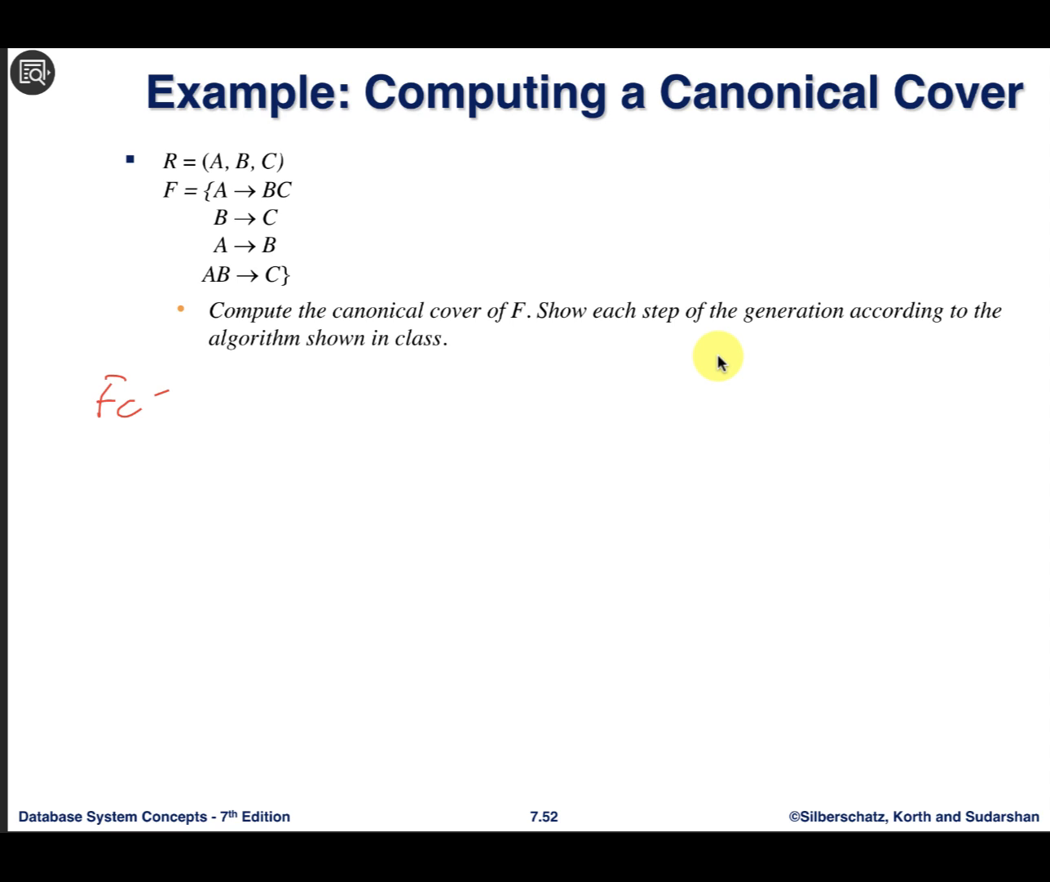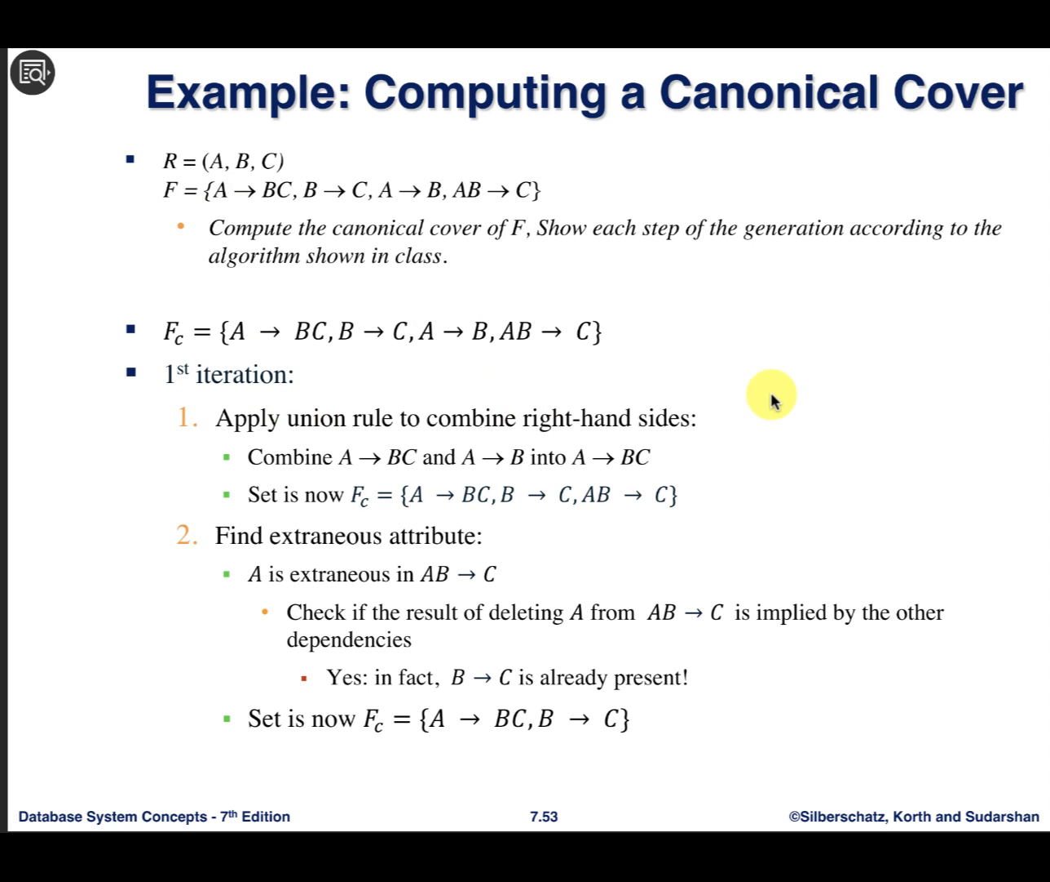But FC is equal to F. So in this case, FC is: A determines BC, B determines C, and so on. This is the first iteration. Then after that, check. Make the left-hand side unique. So in this case, A determines BC, A determines B, I need to join them in one of them. So union the right-hand side. And this is what we did here.